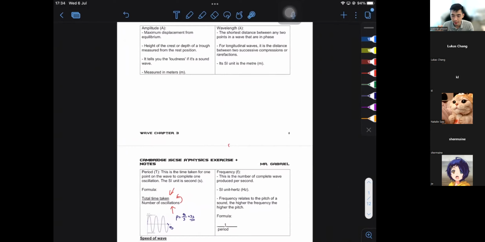Between oscillation and period. Oscillation is how many complete cycles you complete. For example, a wave could have 2 oscillations, which means it completes 2 complete cycles. Let me write this down. Oscillation is the number of completed waves. For example, this one here is 1 oscillation, this one here is 2 oscillations, this one here is 3 oscillations. This is oscillation. Period is the time taken for it to complete 1 oscillation.